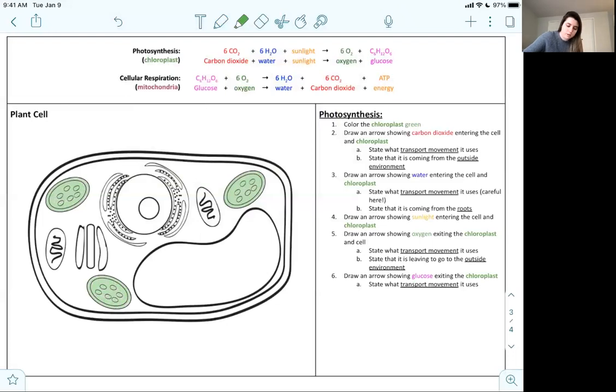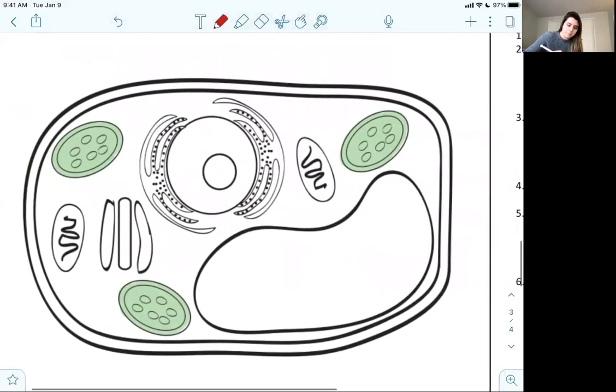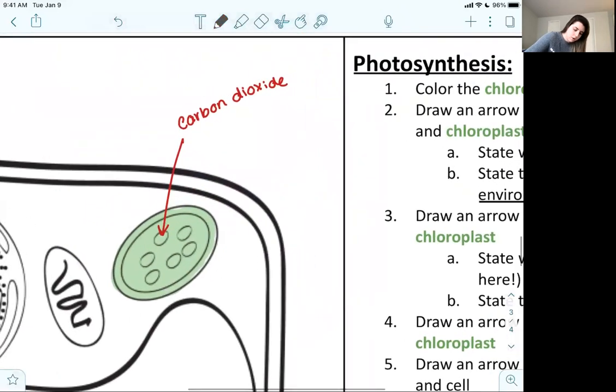Step number 2 says draw an arrow showing carbon dioxide entering the cell. So I'm going to zoom this in here a little bit. We have carbon dioxide. I'm going to draw that going in here. Carbon dioxide. And step 2A asks about transport movement and to mention that it's coming from the outside environment. So my carbon dioxide, it's a small molecule, it's a gas, it can diffuse right through both of those membranes. So this is going to use diffusion. And it is from the outside environment.